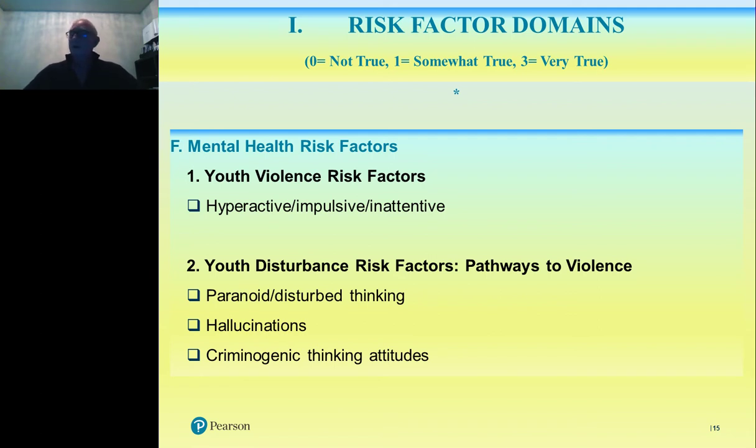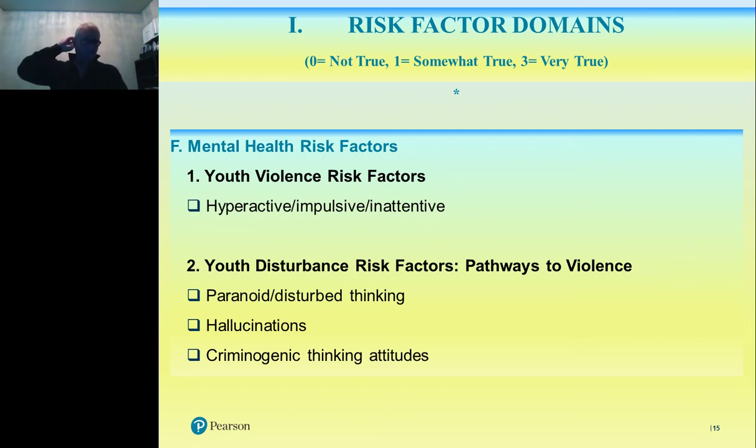Self-defense, really. Hallucinations: are they hearing and seeing things? Are they losing some of that cognitive and coherent organization of thought needed to do adequate reality testing of what they're experiencing and perceiving?